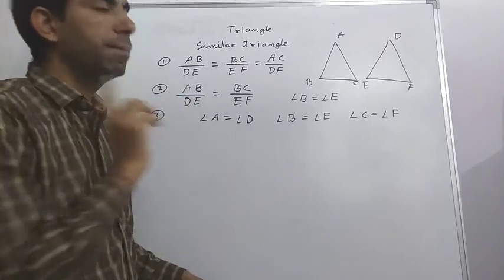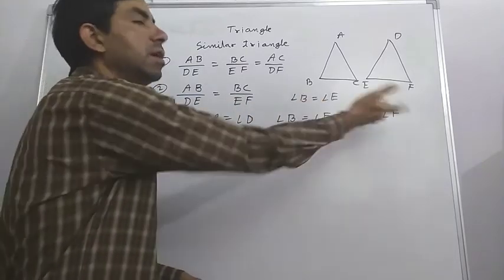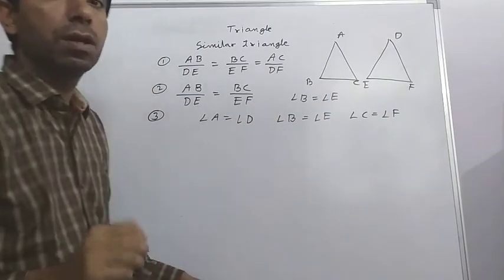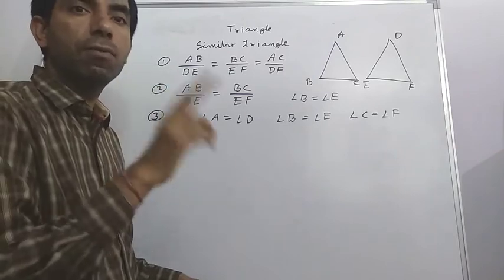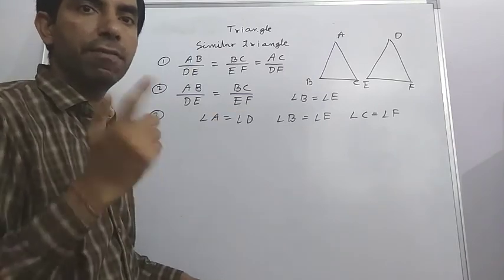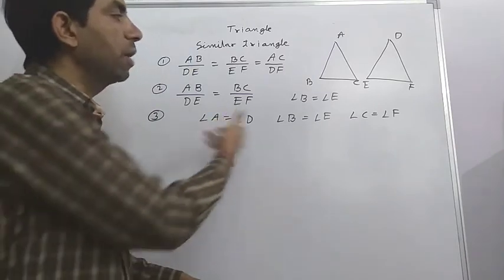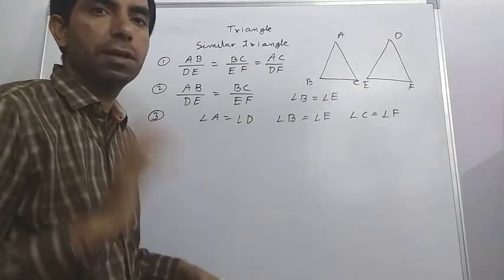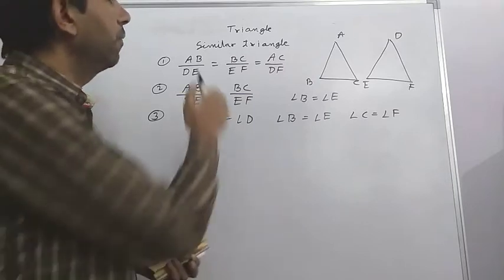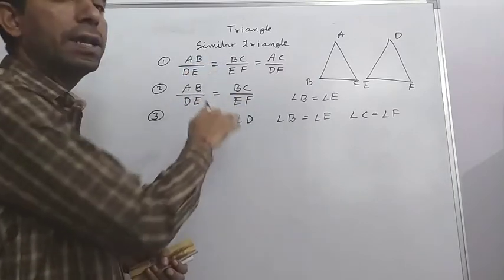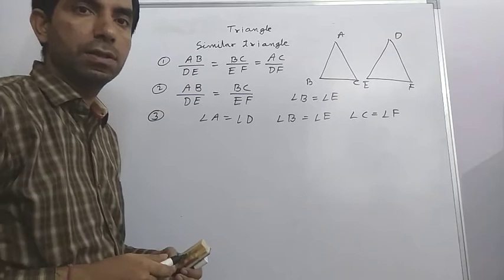Because in similar triangles, if two angles are equal, then the third angle is also equal, because the third angle is obtained by subtracting the sum of the two angles from 180. Then we get the third angle. So if two angles are equal, then the third is also equal. For proving any question, we have a choice to prove any one condition among these.